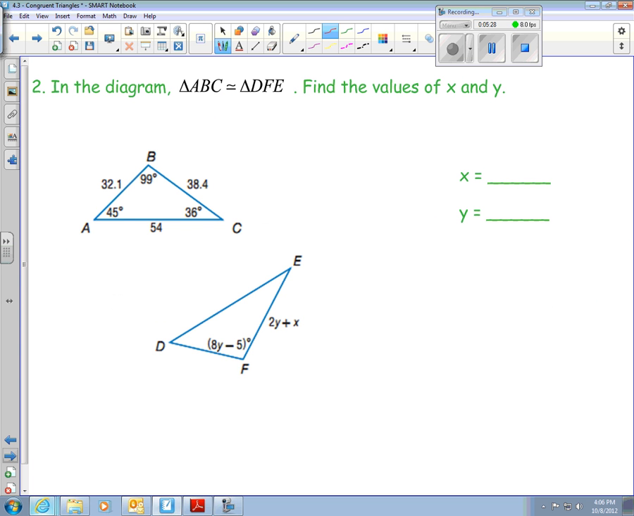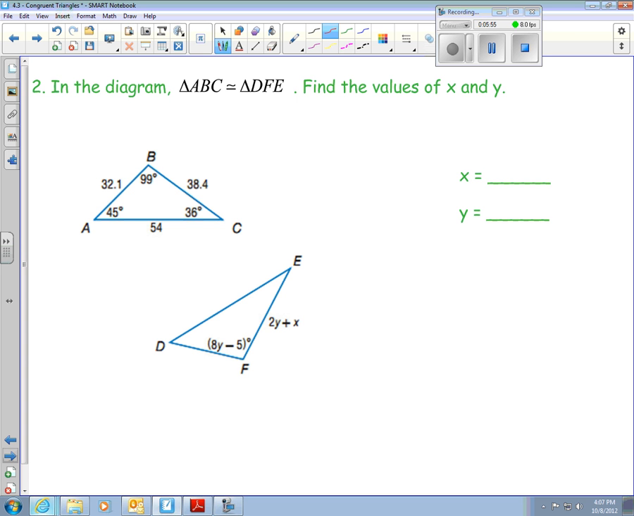All right, so let's put that to practice with this problem number 2. So in the diagram, triangle ABC is congruent to triangle DFE. Find the values of X and Y. So here's what I like to do. I'm looking at this picture, and those two triangles don't look the same size and shape, but they are because we are given that they are that statement. So remember, it's not all about looks.